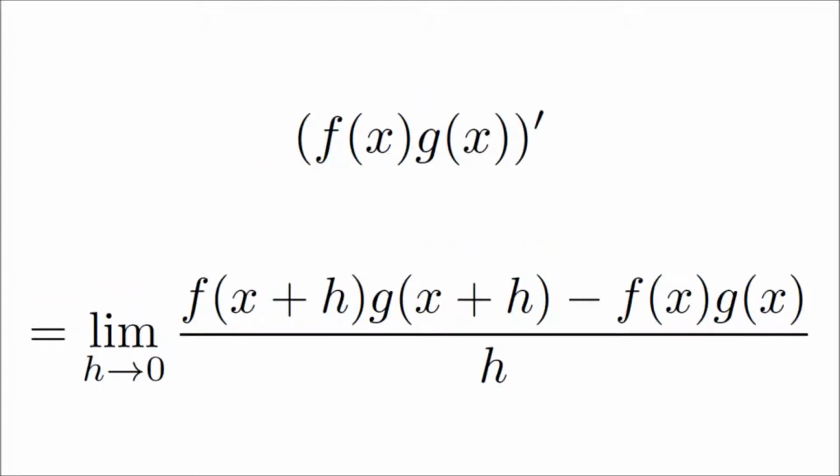If we consider f of x times g of x as a function and apply the definition of the derivative, namely applying x plus h as its input and then subtracting from it the function with x as its input and dividing by h and taking the limit as h approaches 0, we get this. Now, let's cut to what we set out to prove this is equal to.